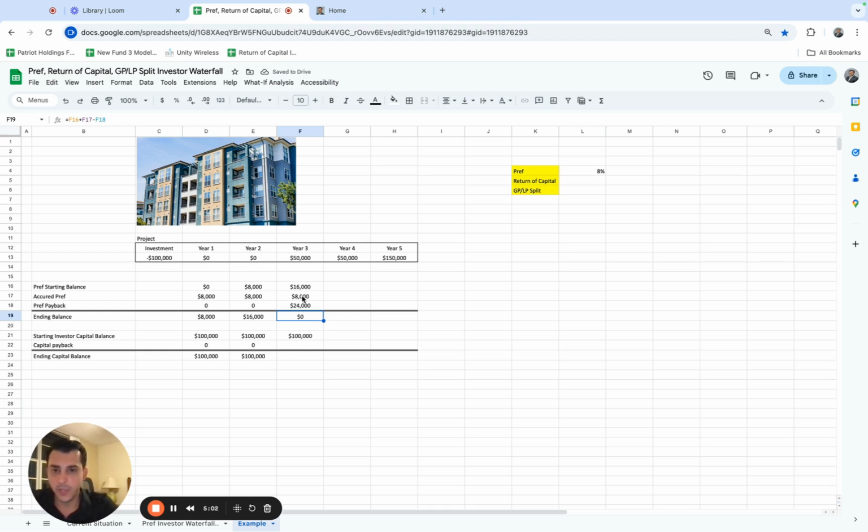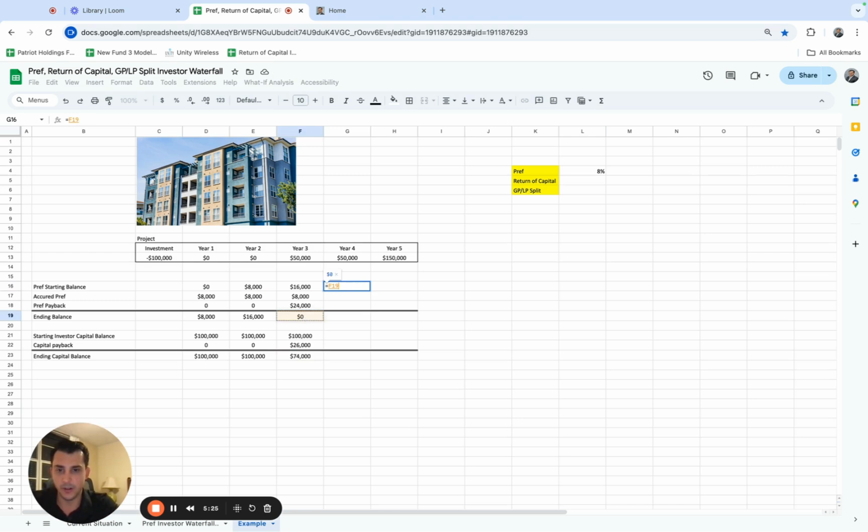Now we had 50 grand, 24 went to the pref. We have another 26,000 bucks left. So that 26,000 now, since the pref has been paid, could go towards capital payback. And now we're going to pull this over. And now look at this. We made a little dent in our capital balance. So that's great. So let's go to the next year, year 4.